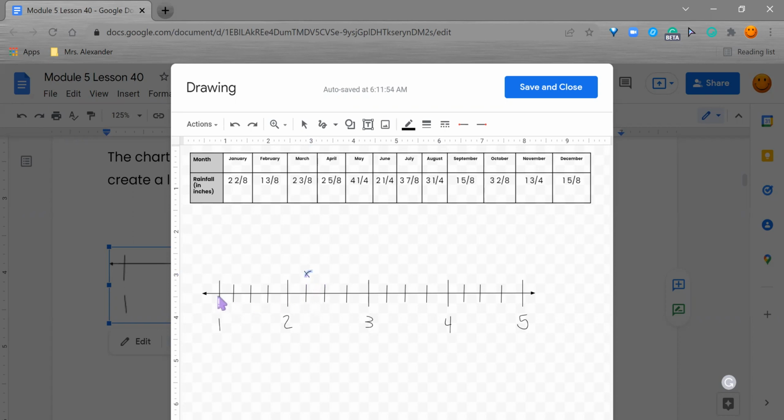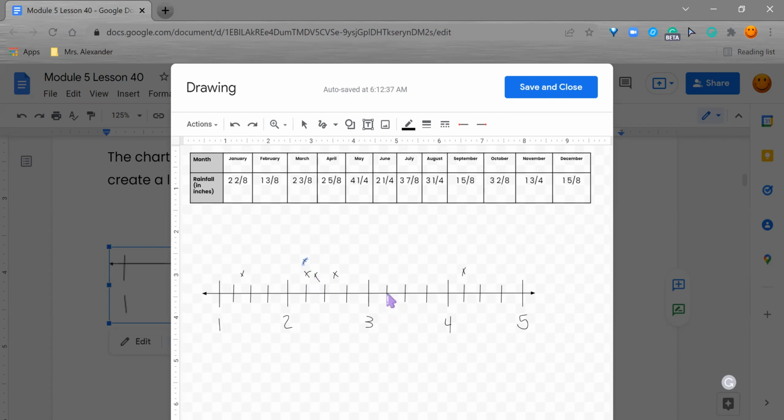And then I want 1 3/8. So I'll go 1, 1, 2, 3. Then right about here, I'd put another X. And then 2 3/8. I'd put another X. 2 5/8. 4 1/4. 2 1/4. If you notice, I'm doing the best I can with what I have.